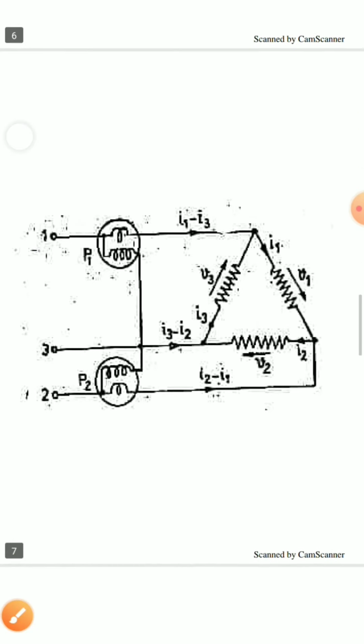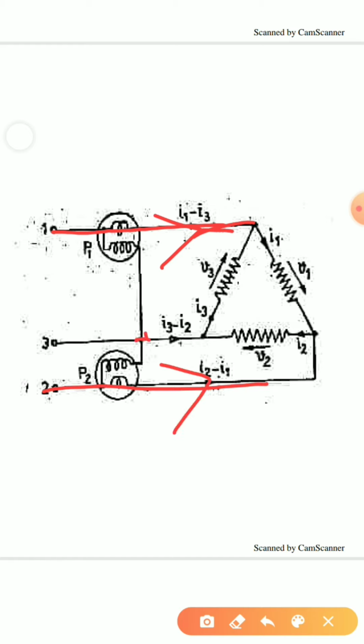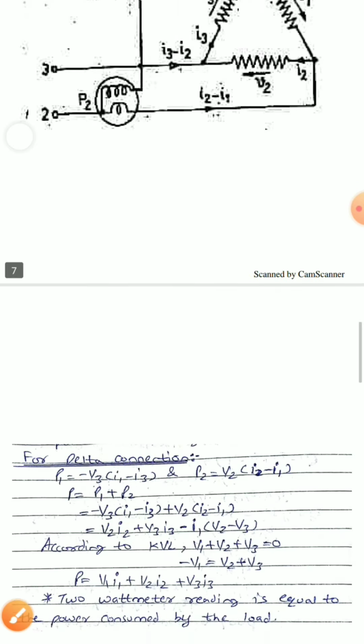Now let us consider a delta connection, whether this condition will hold true or not. Let us check for that. Here also the first coil, the current coil, is connected to the line. So here we can see that this is I1 minus I3 because of the delta connection. Here it is I2 minus I3. The pressure coil is connected to a common point, and in between the phases and the third phase line, no current coil is connected. Now here we can see that P1 is nothing but minus V3 (I1 minus I3).